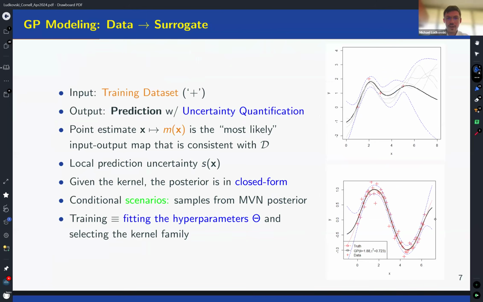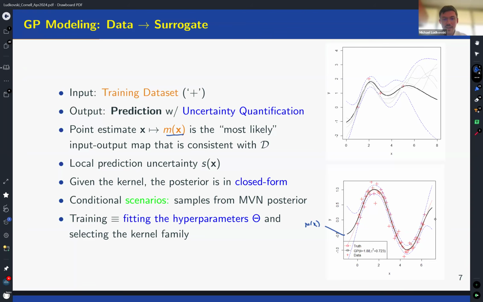So this is another little illustration. Again, what happens is I have some training inputs here, indicated by pluses. In the top panel, I have 5 pluses. In the bottom one, I have, I think, 40. What I get back are the predictions. So the prediction is the posterior mean, the solid line. So this is M of X, the point estimate. This is the most likely mapping that is consistent with my observations.